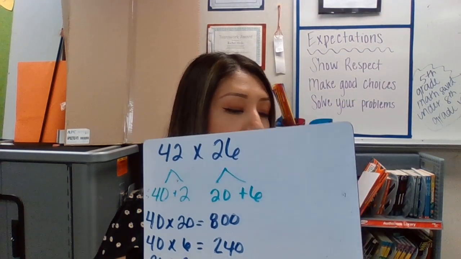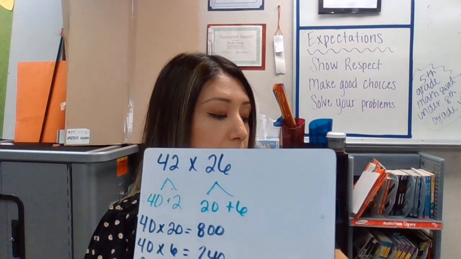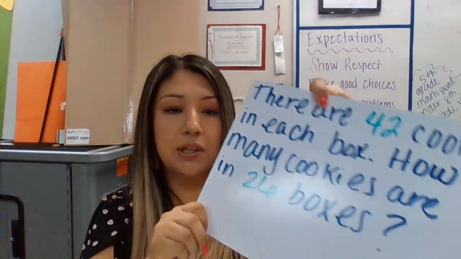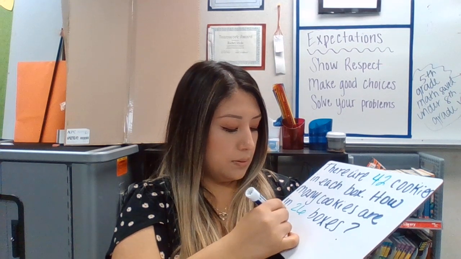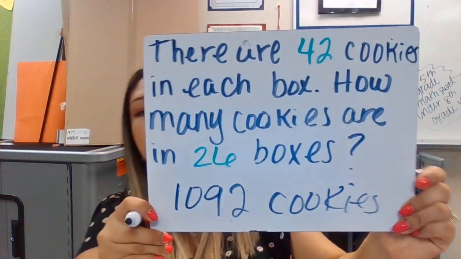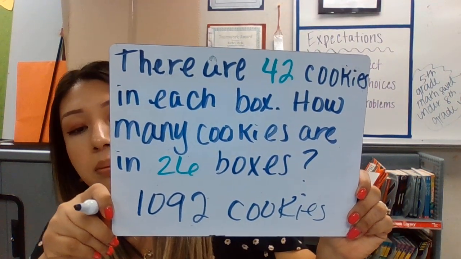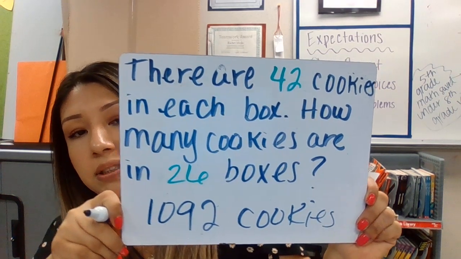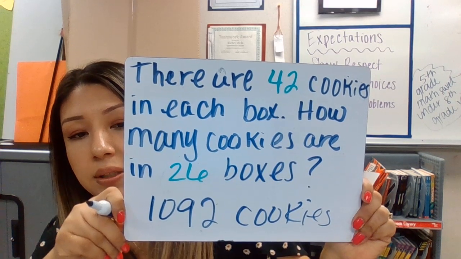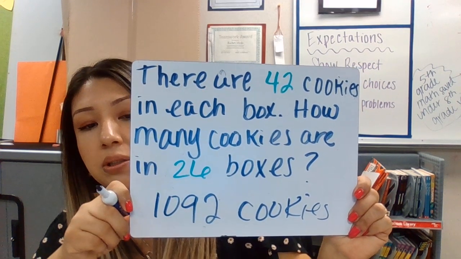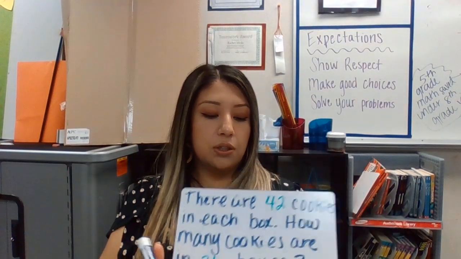And next we can say that there are 1092 cookies in 26 boxes. So we can answer it like this, and I'll read the problem to you again, and the answer. The problem is there are 42 cookies in each box. How many cookies are in 26 boxes? 1092 cookies, okay? So this is what you're gonna do on Friday.